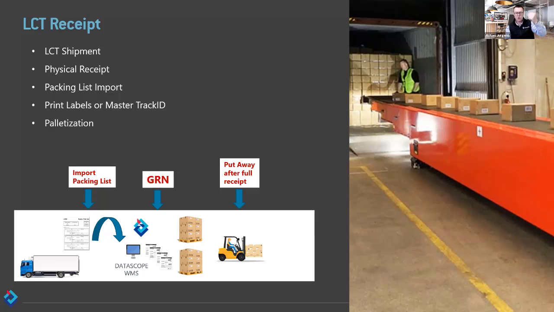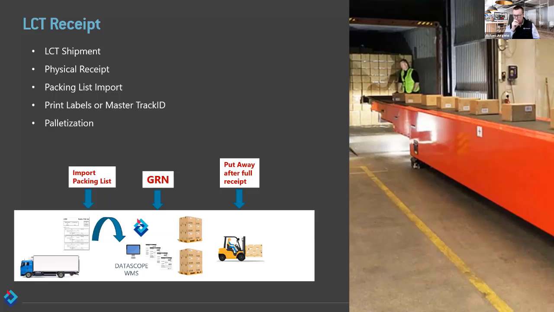They can send you a packing list up front that says this is what's in the shipment, this is what's on each different pallet, and we can import that packing list directly into the receiving screen, which does all the allocation to track IDs. We then process a full receipt of that LCT. We print that, which prints out barcoded track IDs for all the different pallets. As you destuff, you're matching up the track ID with the list of products on the pallet, and then putting them away.